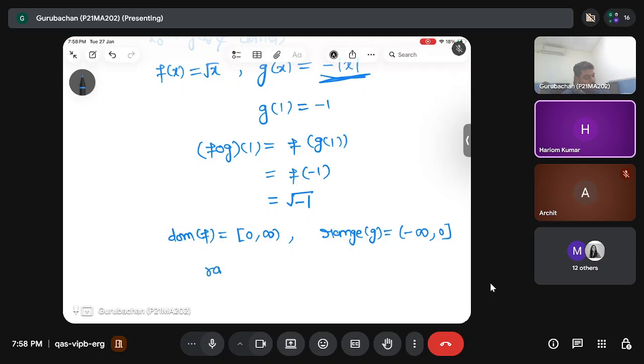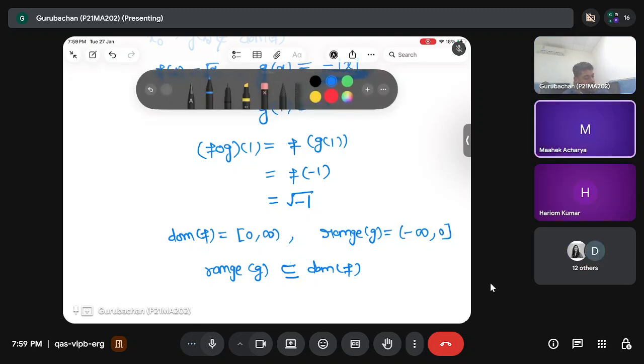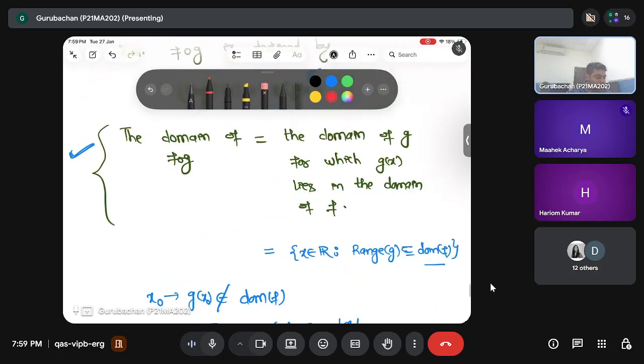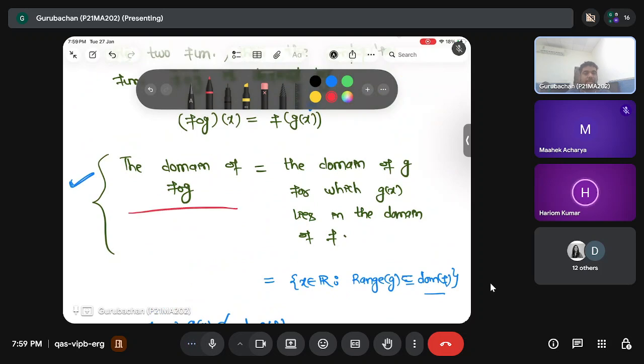So here, the range of g is contained in the domain of f. Tell me. No, it's not. If it is not contained in the domain of f, that is why f composition g is not defined here. That is why I have written that f of g is defined only when the range of g must be contained in the domain of f. Understood the importance of this? Yes, sir. Okay.